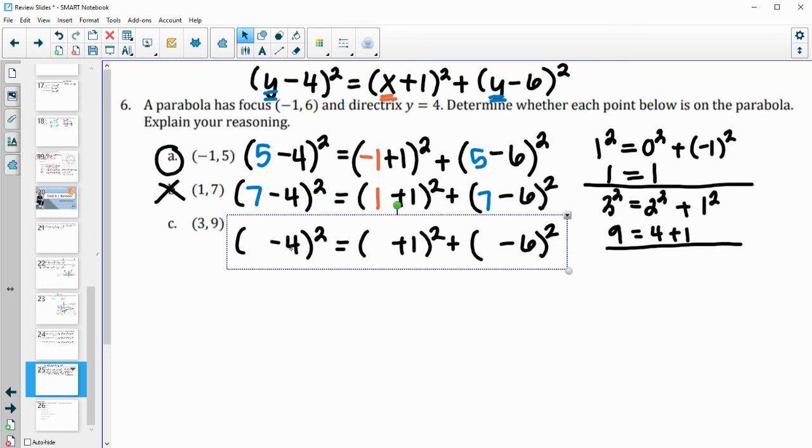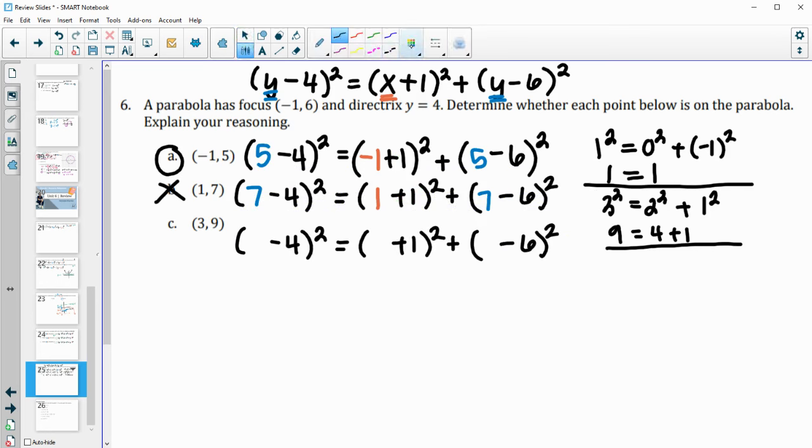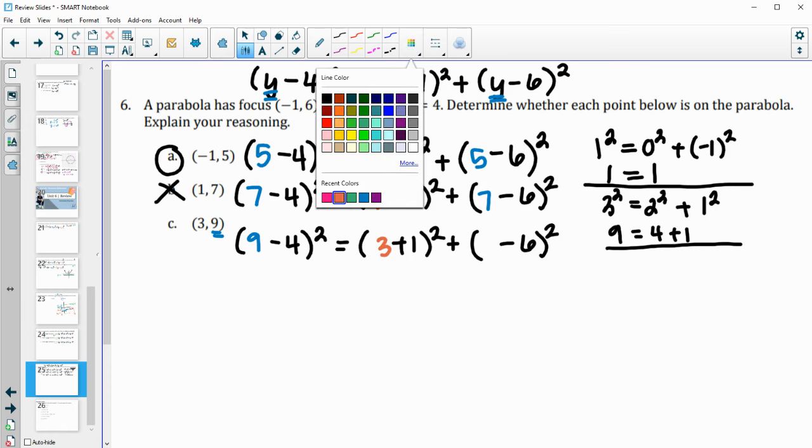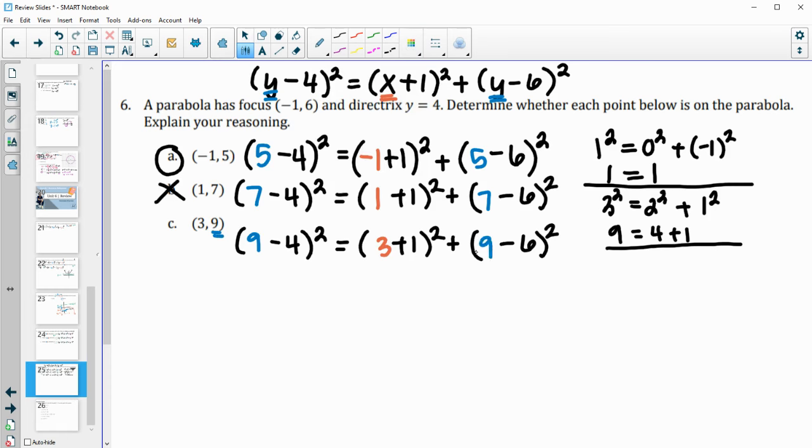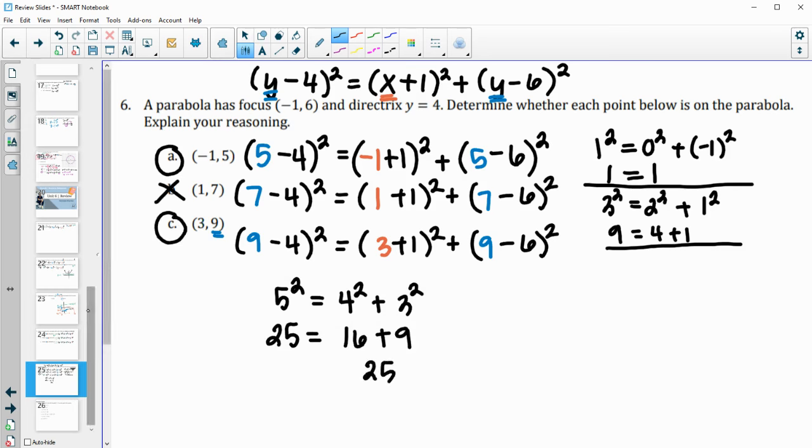So then we'll plug in for this next one. So we'll plug in the y coordinate, which is 9. And then the x coordinate, which is 3 plus 1. And then the y coordinate, 9 minus 6. So 9 minus 4 is 5. 3 plus 1 is 4. 9 minus 6 is 3. So we get 25, and then we have 16 plus 9, and 16 plus 9 is 25. So C is also on the parabola.